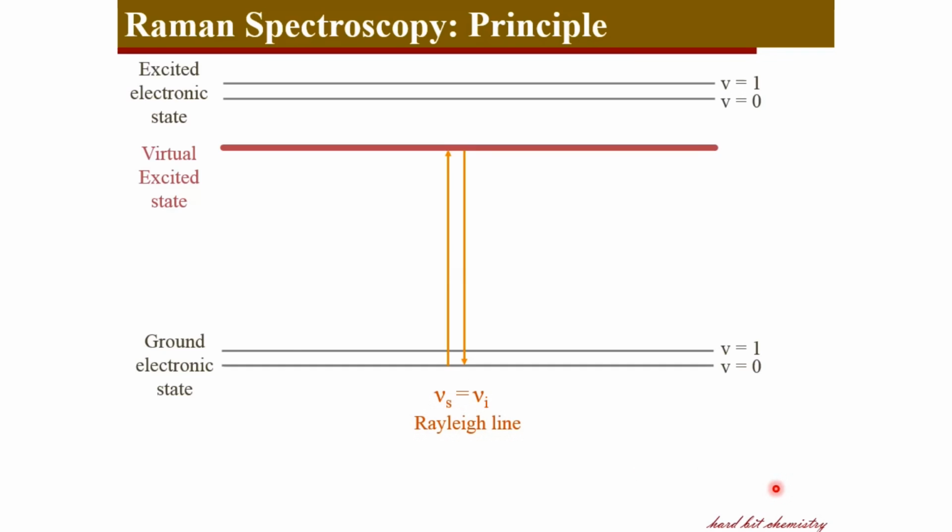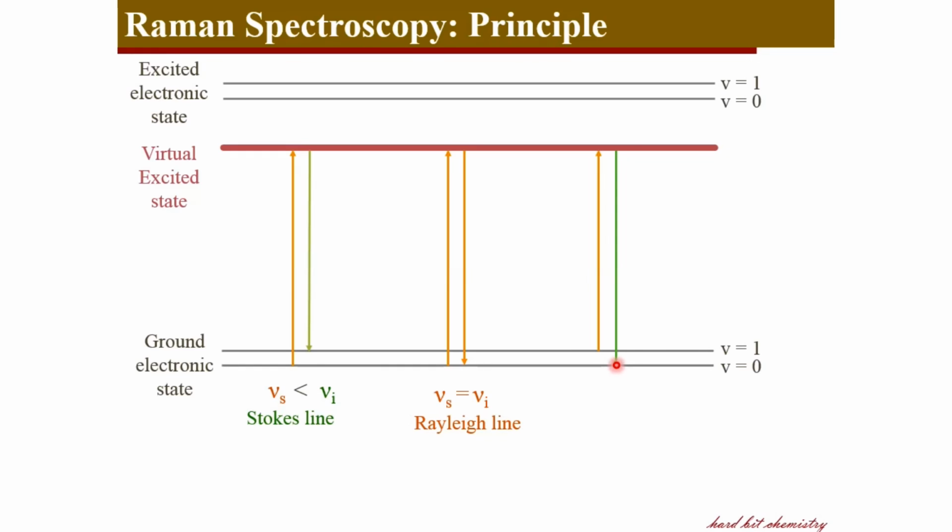And on the other hand, if the molecule excites from the ground vibrational level and comes back to the first excited vibrational level, there is an energy difference between the incident and scattered radiations. So here the scattered radiation energy and the frequency will be lower than that of the incident radiation, and that corresponds to Stokes lines in the spectrum. And the reverse, that is the excitation from a vibrationally excited state and de-excitation to the ground vibrational state, will give rise to a higher energy scattered radiation than the incident radiation, and such lines are called anti-Stokes lines.